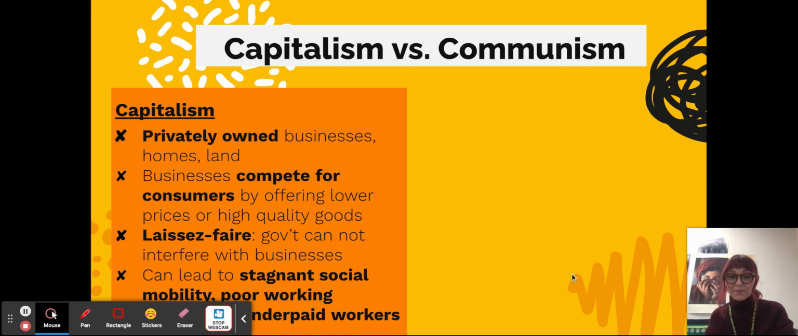Another thing with capitalism is this idea of laissez-faire. And sometimes this is also referred to as a hands-off approach, which means the government cannot interfere with business. So again, a business is privately owned, it belongs to the person who started it or who is in charge of it, and the government cannot get involved with that.